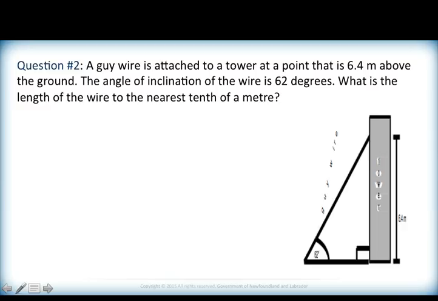Question 2. A guy wire is attached to a tower, so that will be the hypotenuse, at a point that is 6.4 meters above the ground. The angle of inclination of the wire is 62 degrees. What is the length of the wire to the nearest tenth of a meter? So we have our theta, which is 62 degrees. Opposite will be 6.4 meters. Hypotenuse we don't know, but that is the guy wire that we need to find.